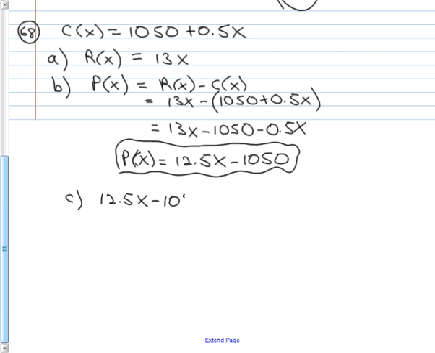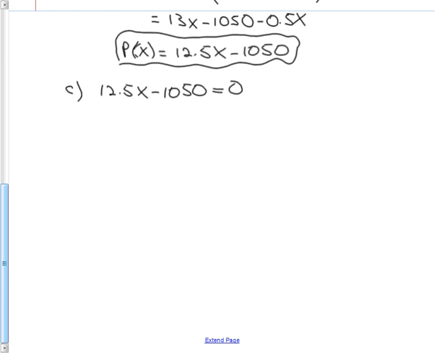12.5x minus 1,050 equals 0. We break even when we have no profit. Add 1,050: 12.5x equals 1,050. Divide by 12.5. How many parcels? 84. 84 parcels. Hey, that's not so bad. That's just one UPS truck.